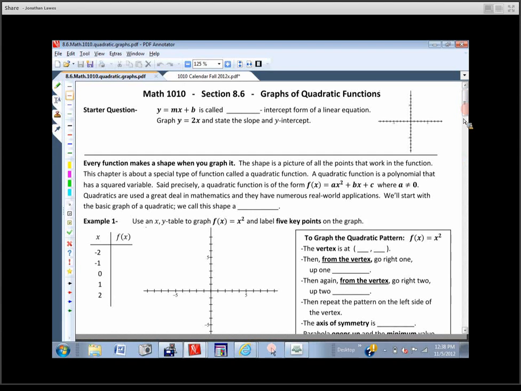You're also going to be better off in 1050 and in 1060 because there's lots of graphing that takes place in those. And if you understand the basics of how we graph these and transform them, move them around, stretch them, shrink them, and stuff like that, you're going to be much better off.